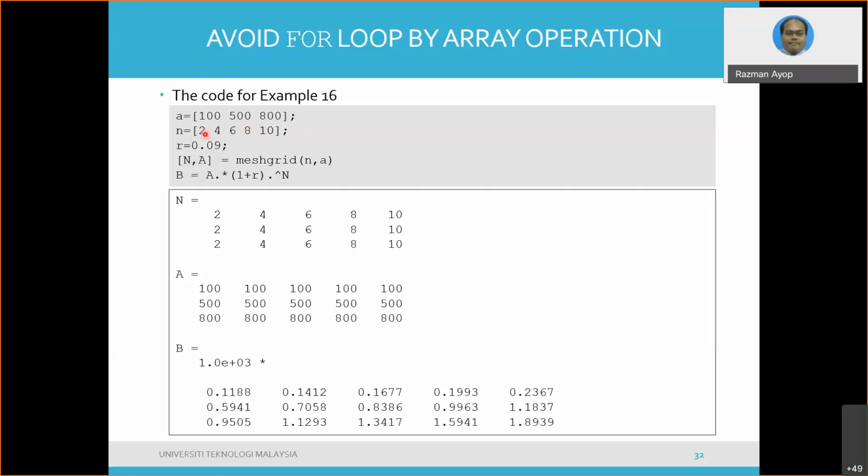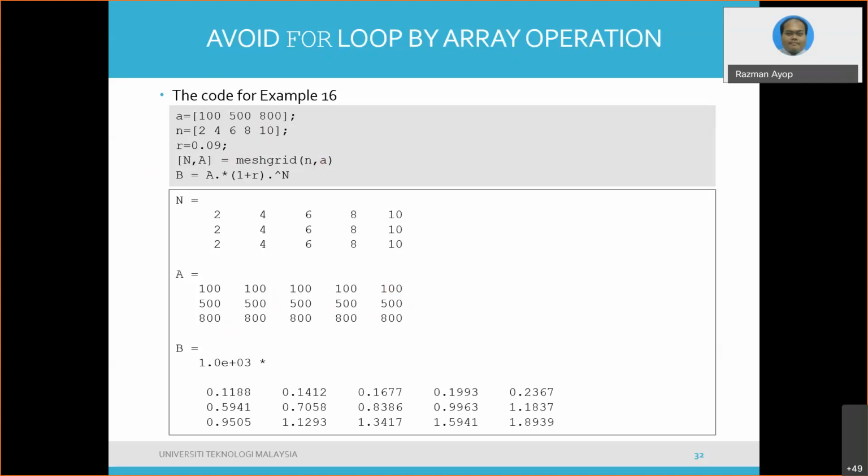Okay, you have 2, 4, 6, 8, 10 for N, but it will repeat 3 times because you have 3A. Okay, same as here. You have 100, 500, 800, so it will repeat 5 columns because you have 5 numbers here. So something like this. You use meshgrid to create an array.